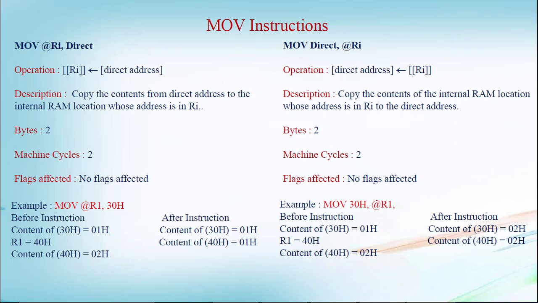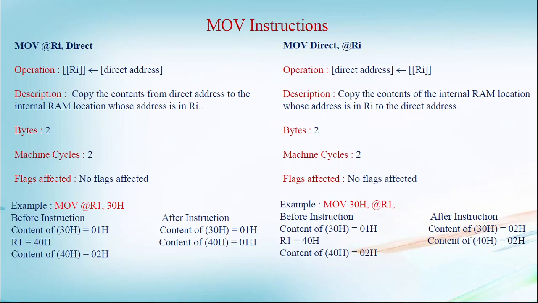Next, MOV @Ri, direct. It means copy the contents from the direct address to the internal RAM location whose address is in Ri. It requires 2 bytes and 2 machine cycles. No flag is affected. As an example, MOV @R1, 30H. It means the content of 30H will move into the address pointed to by R1, that is 40H, which equals 02H. Now after the instruction is executed, you can see the content of 30H is 01H and the content of 40H is also 01H.